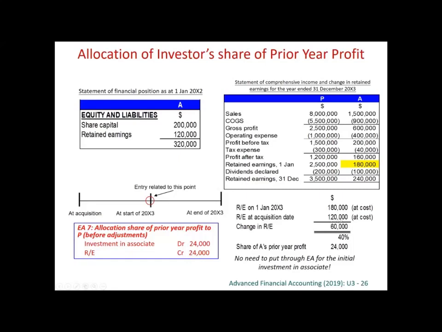So that's why, from the day of acquisition up to the beginning of the current year, we share their profits. Being an associate, we share 40% of the increase in retained earnings. That means 24,000. Therefore, we debit investment and credit retained earnings, 24,000. This retained earnings represents the profit in the past that we can share since the day of the acquisition of this investment associate.